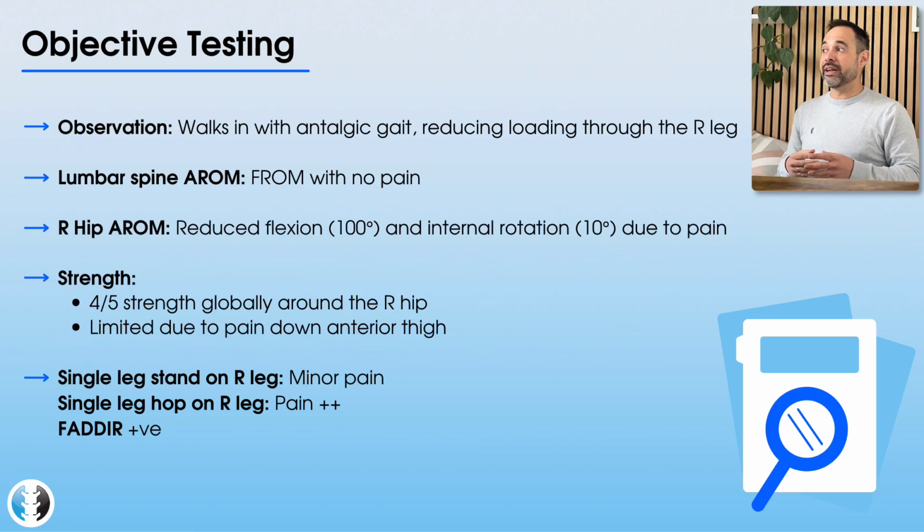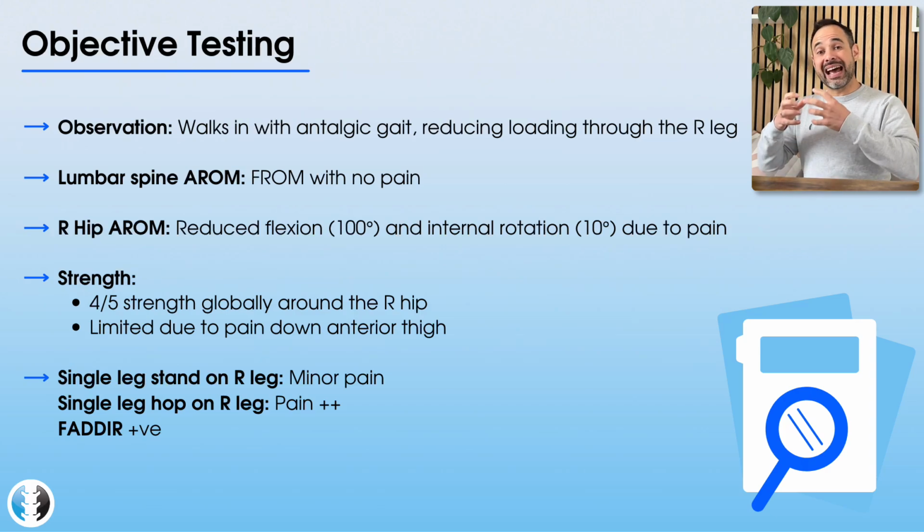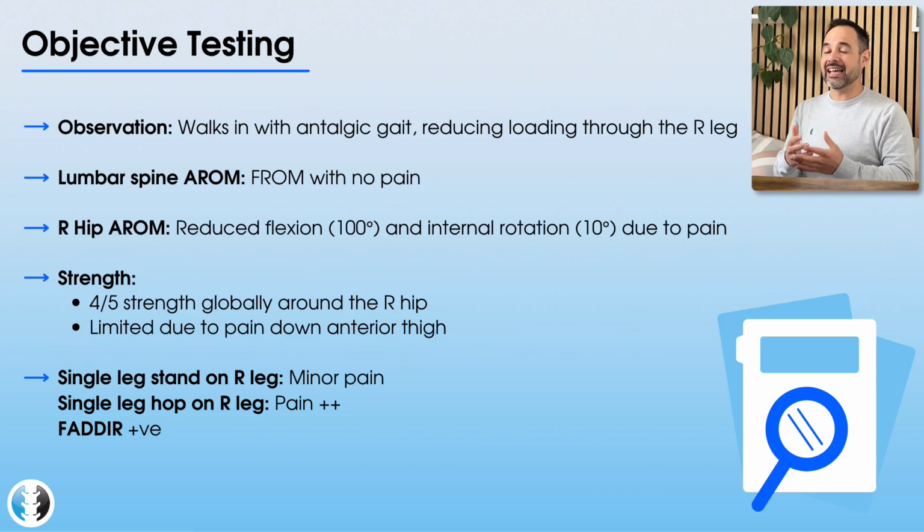So therefore, we go on to do some additional special tests, starting with a single leg stand on one leg, which on the right side is a little bit painful, but then when we ask the patient to hop on their right leg, it's significantly painful around the anterior hip and groin. And then we also do a FADIR test, flexion, adduction, internal rotation all combined, and we find that this is also positive for the patient.